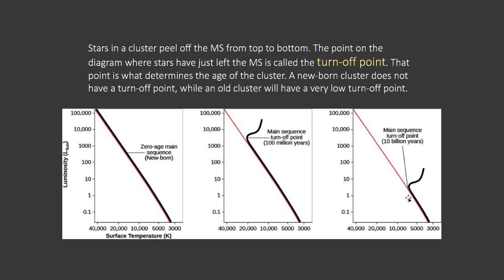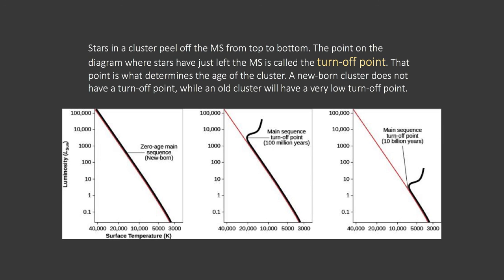So over here, the turnoff point is maybe like 6,000 Kelvin. Okay, well, a star that starts out at 6,000 Kelvin is going to live on the main sequence for 10 billion years. And so if the turnoff point is here, then the cluster is 10 billion years old. That's the idea of how this works and what you'll be using in the lab. You'll take two different star clusters, look at their HR diagrams, find their turnoff points, and that will tell you the age of the star clusters.